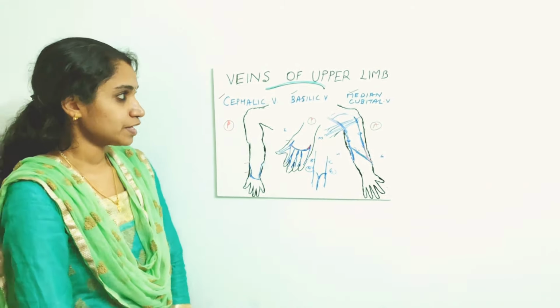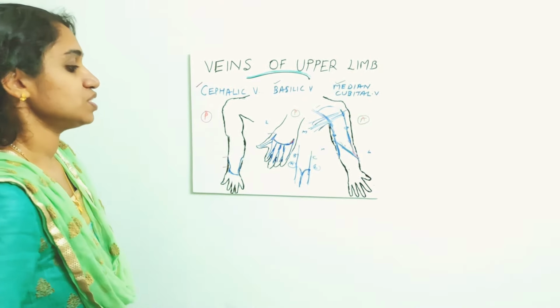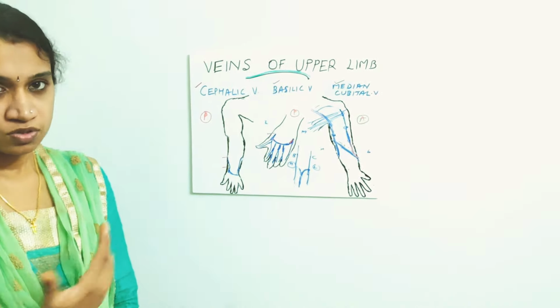Before that, I have drawn 2 diagrams of the upper limb. You can see this one and this one. So this is the posterior aspect. Keep in mind, this is the posterior aspect and this is the anterior aspect. Coming to the posterior aspect, we'll be starting from the posterior aspect. So cephalic vein. What do you know about cephalic vein?